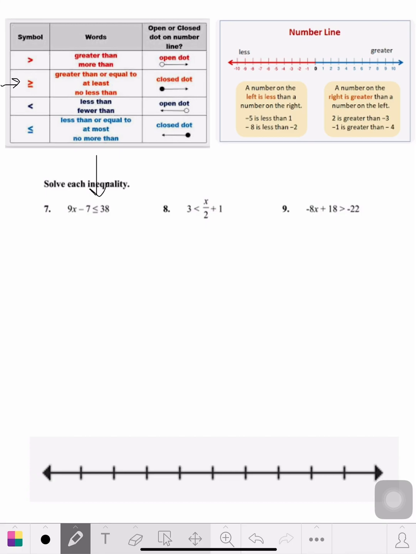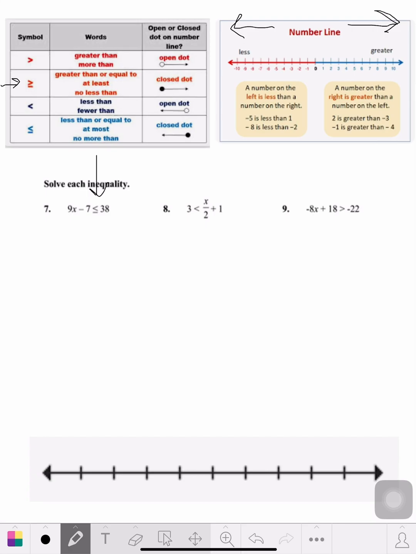Okay, and then the number line, if you look, you go to the left, it's less than. You go to the right, it's greater than. And that's kind of the only thing you got to remember: if the number's getting bigger, if x is greater than, it goes to the right. If x is less than, it goes to the left.